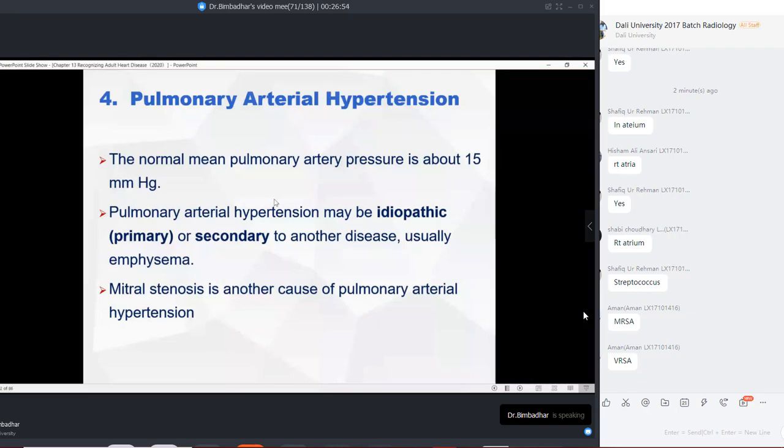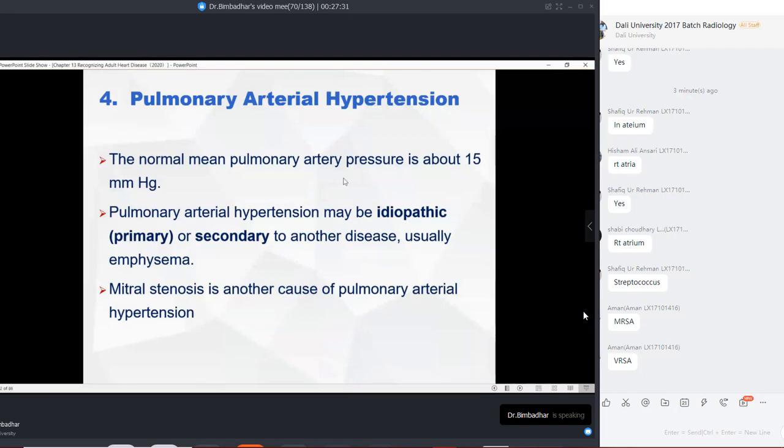Remember, if the pulmonary artery wedge pressure is increased greater than 15 mm of Hg, it is called pulmonary arterial hypertension. This is a very important topic. It is an increase in the pulmonary artery pressure greater than 15 mm of Hg. Here it is the pulmonary artery pressure that is greater than 15 mm of Hg.